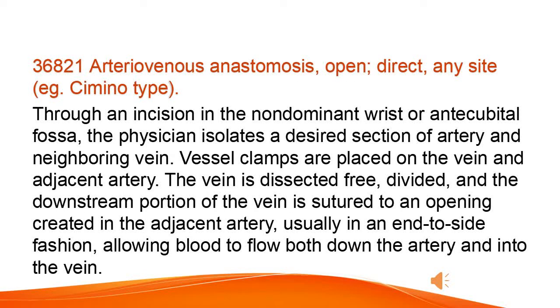Arteriovenous anastomosis, open, direct, any site, e.g., Cimino type. Through an incision in the non-dominant wrist or antecubital fossa, the physician isolates a desired section of artery and neighboring vein. Vessel clamps are placed on the vein and adjacent artery. The vein is dissected free, divided, and the downstream portion of the vein is sutured to an opening created in the adjacent artery, usually in an end-to-side fashion, allowing blood to flow both down the artery and into the vein.